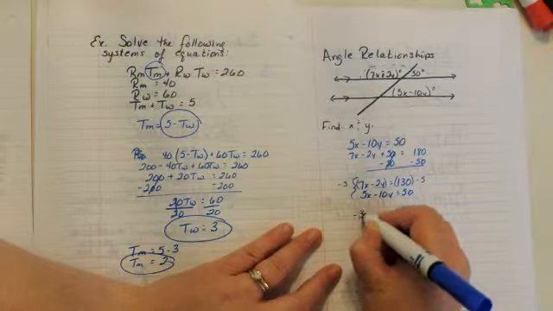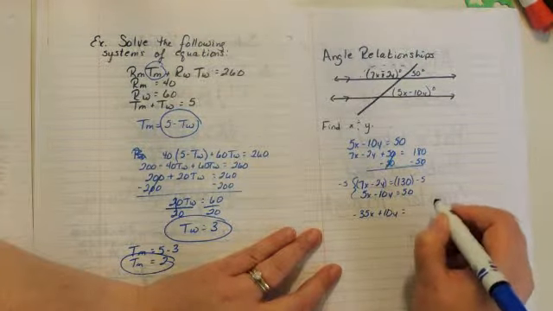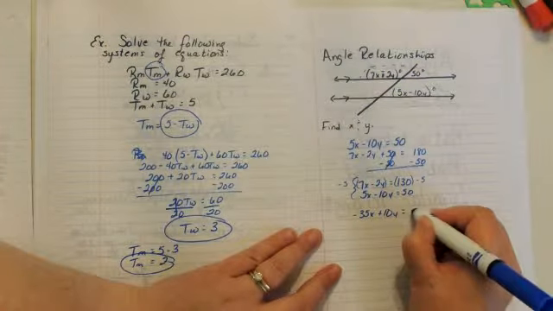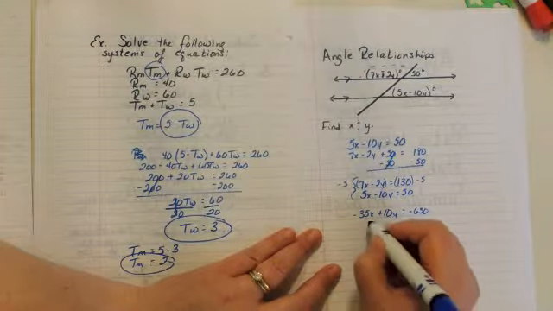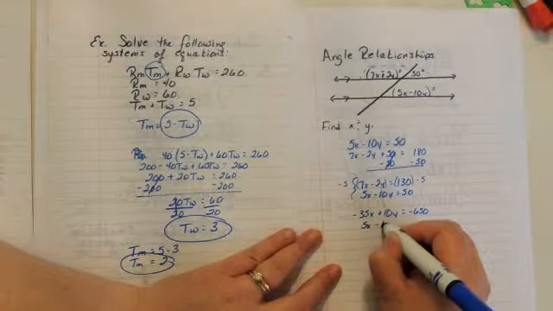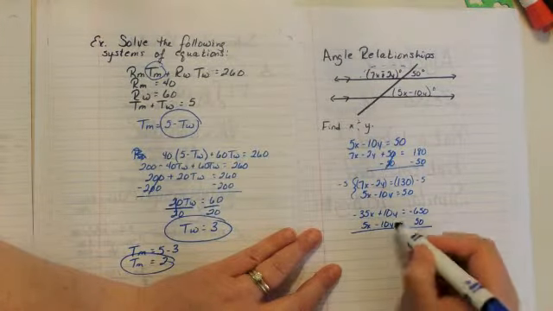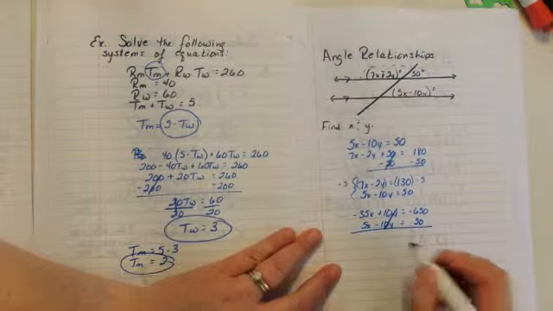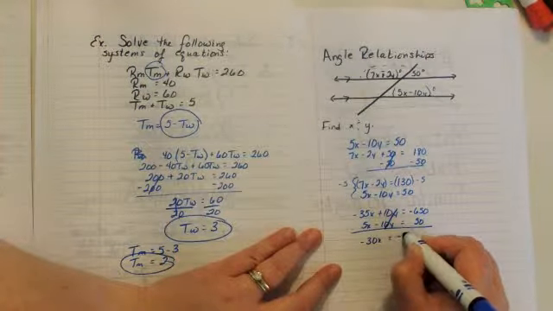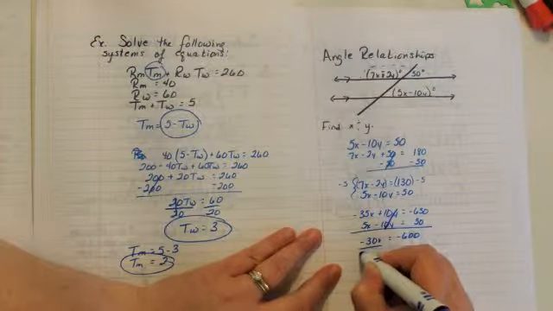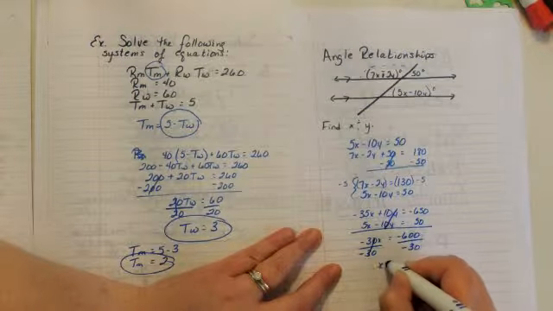So that'll make this -35x plus 10y equals -650. And we're going to add that to 5x minus 10y equals +50. Right? Now our y's cancel. We have -30x equals -600. Divide by 30. And x equals 20.